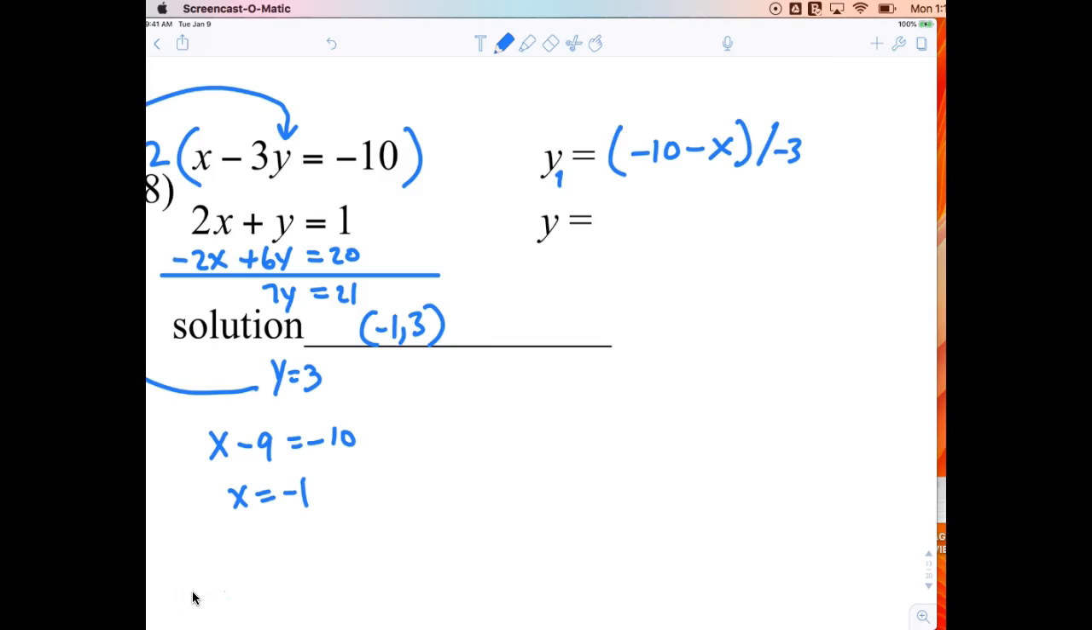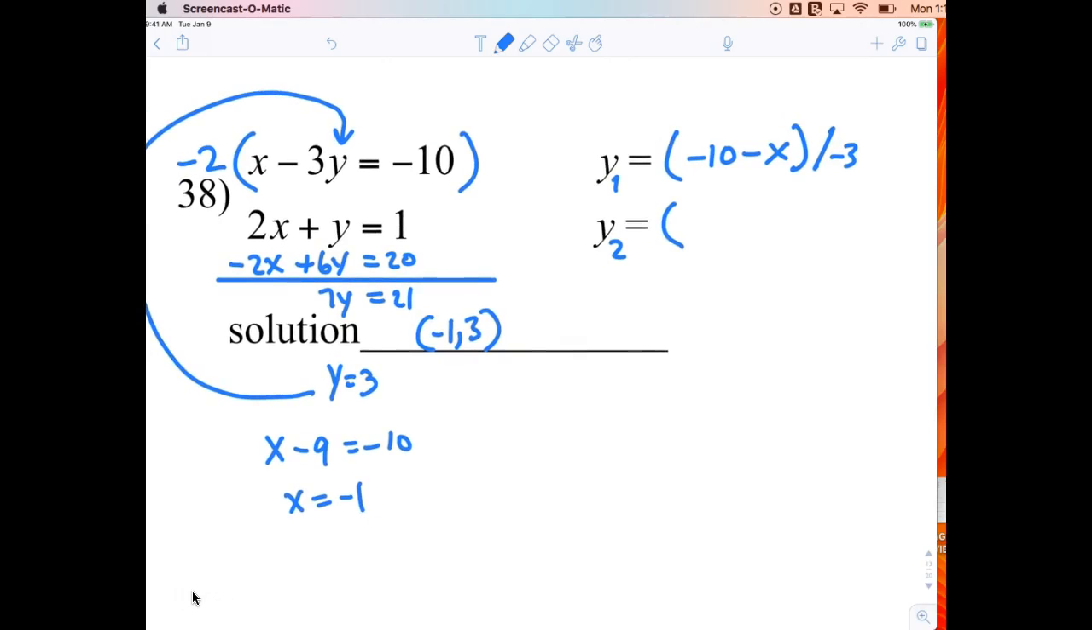Allison, how are you doing on that? y2. What am I doing for y2? 1 minus 2x. Do I really need the parentheses here? No, this will just be divided by 1. All right, type that in. And find the point of intersection now. Everybody do me a favor and do that. Practicing. You understand what we're doing? How are you going to do?